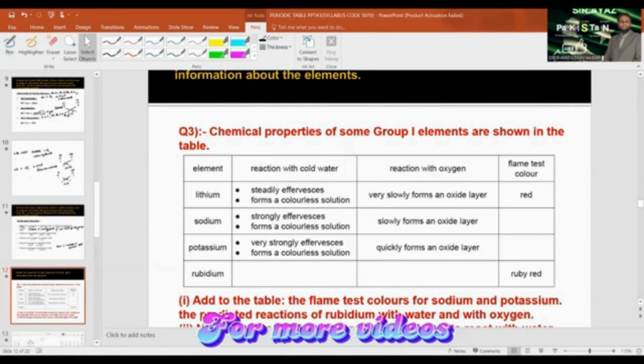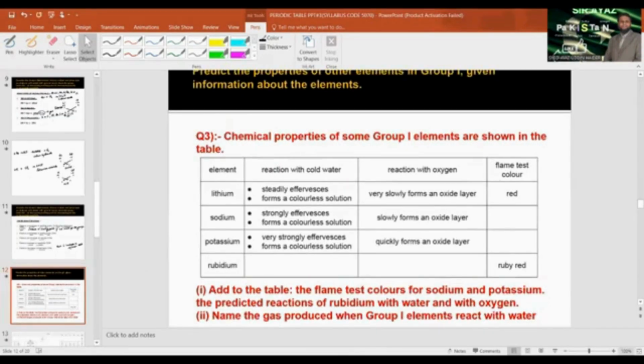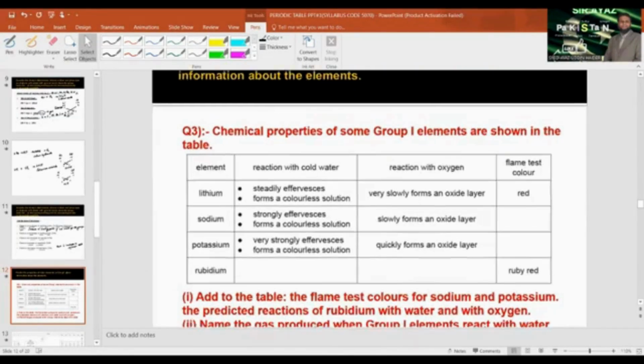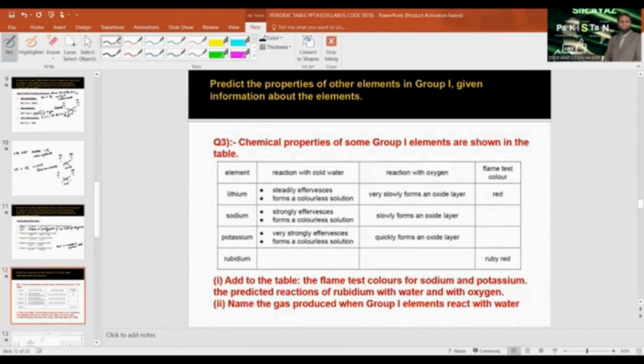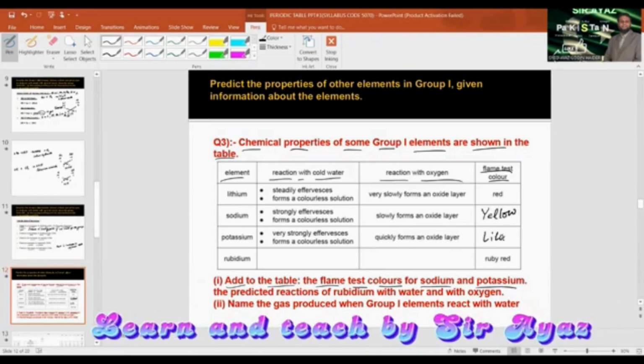Now here's a past paper question. Chemical properties of some group 1 elements are shown in the table. So here we have element, reaction with cold water, then reaction with oxygen, flame test color. Number 1, add to the table the flame test colors for sodium and potassium. It's very easy. For sodium, you get yellow color. For potassium, you will get lilac. Lilac is purplish.